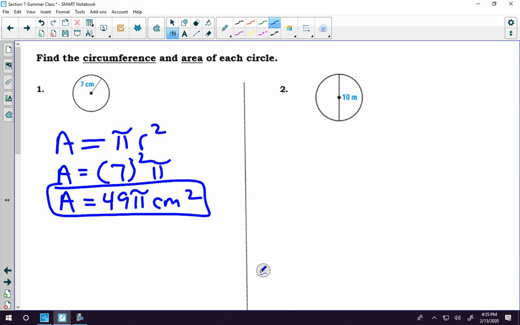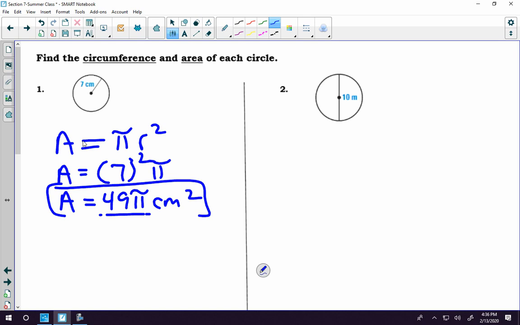The approximate value of pi is approximately 3.14. Some teachers prefer their students to leave the area of this circle as 49 pi square centimeters. Some teachers want their students to then take 49 and multiply by the approximate value of 3.14 and then give it as a decimal answer in square centimeters. I usually like my students to leave all of their areas in terms of pi.